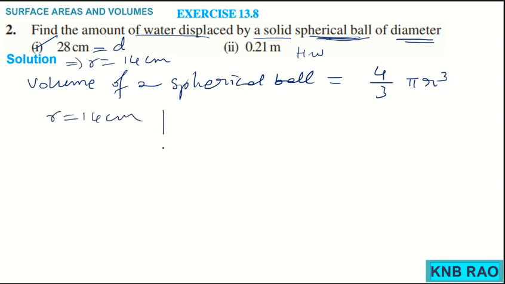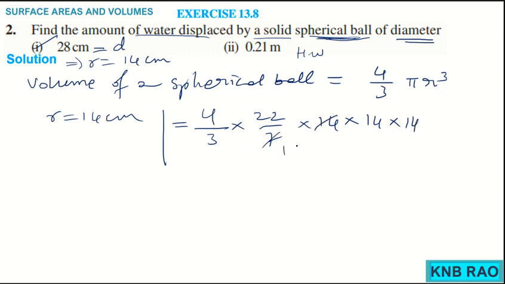I will substitute that in the formula of volume of a spherical ball or sphere. So, 4 by 3 into 22 by 7 into 14 into 14 into 14. So, 14 cancels with this 7, 7 ones are 7, twos are 2. I am having now 4 into 22 into 2 by 3. So, 4 into 44, 22 into 2 is 44, by 3 into 14 square, which is 196.